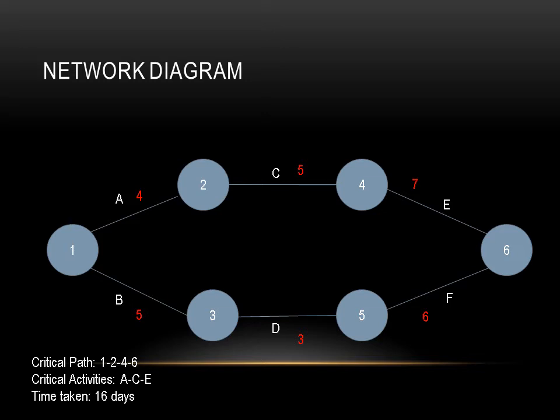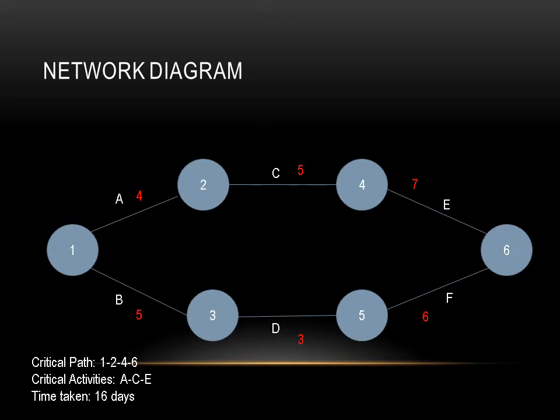First of all, from event 1 to event 2, through activity A, it is taking 4 days. 2 to 4, it is taking 5 days. And 4 to 6, it is 7 days. In the same way, 1 to 3, it is 5 days. 3 to 5, it is 3 days. And 5 to 6, it is 6 days. The time is given in the red colored form. Then there are various activities A, C, E, B, D, F.